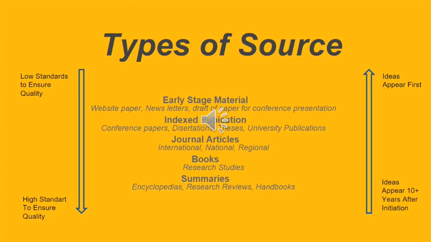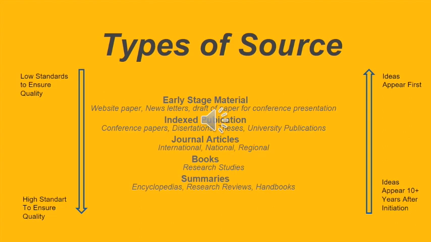So to know the goodness of the literature that we want to get, to know the quality of that, we can see from these types of sources. So we have from the low standard quality to the high standard quality. Low standard usually appears in our first idea, and high standard appears usually from the book. It says that the idea appears more than 10 years after initiation.